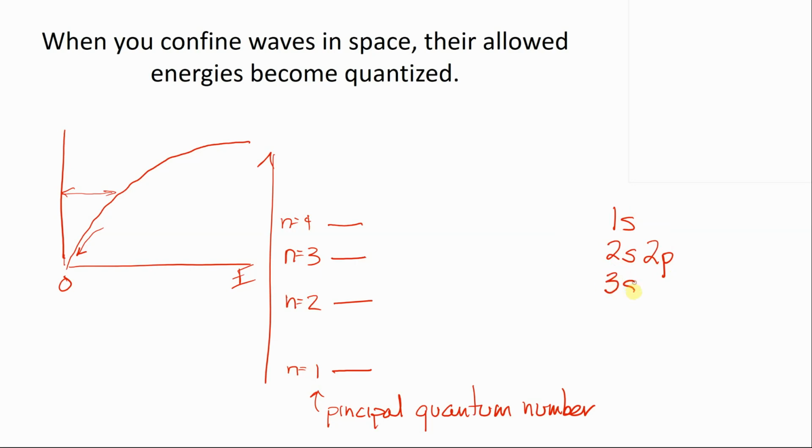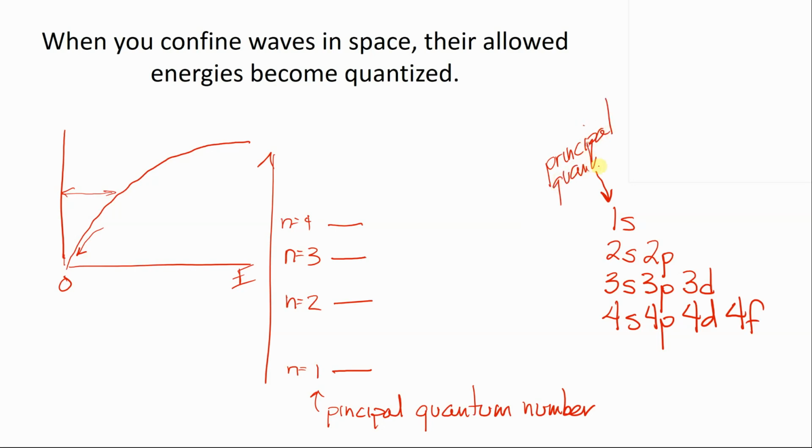When we get to n equals 3, we have a few more options. So in addition to the s, we can have the p shape that we saw with n equals 2, but we can also have a third option we're going to label d. And then 4s, 4p, 4d, 4f, etc. That number is the principal quantum number. The letter describes the shape, or the angular momentum quantum number.